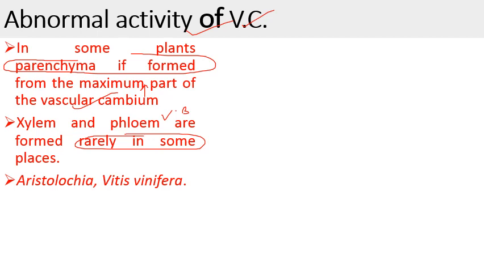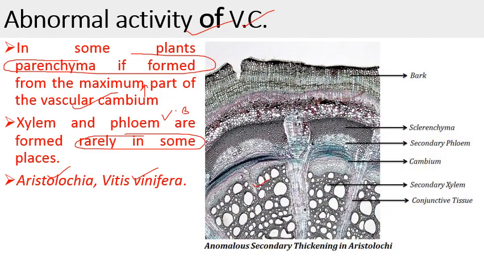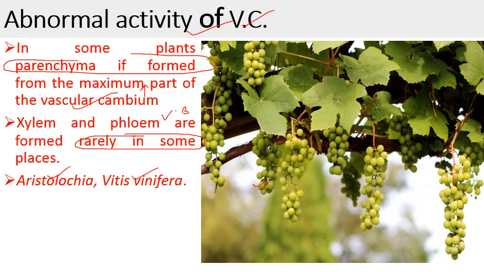It is mostly found in case of the vines, it means lianas, the woody climbers. Firstly we have Aristolochia. This is the photograph which shows Aristolochia. It is a climber. Then we have Vitis vinifera, which is grapes. Vitis vinifera is the botanical name of grapes.